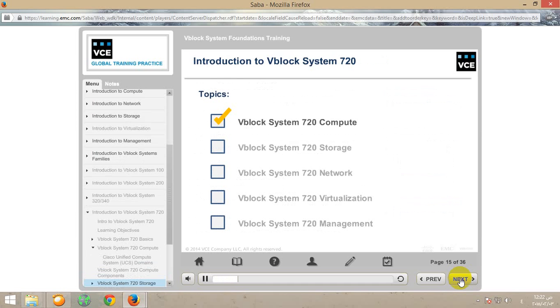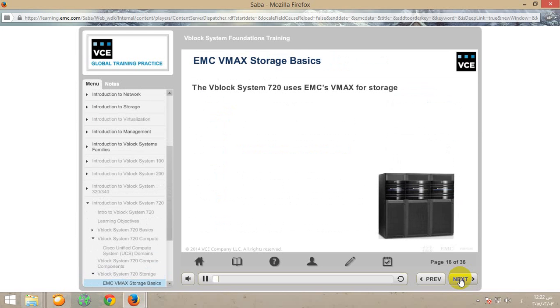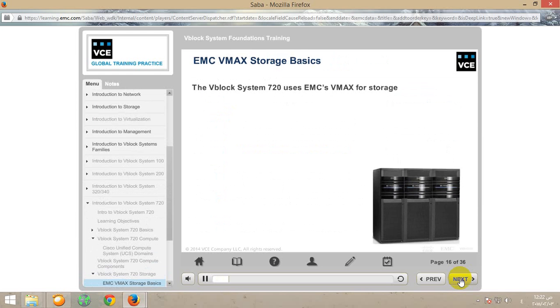Now let's move on from the compute components to discuss the VBlock System 720 storage technology. As you have already learned, this system uses the EMC VMAX storage products. These will be the focus of this section. The EMC Symmetrix VMAX family offers high-end storage systems built for the virtualized data center, with consistent and predictable performance and consolidated workloads. The EMC Symmetrix VMAX family can provide several petabytes of storage, utilizing tens to thousands of physical storage drives, and as you learned earlier, can contain from 2 to 8 storage processors.